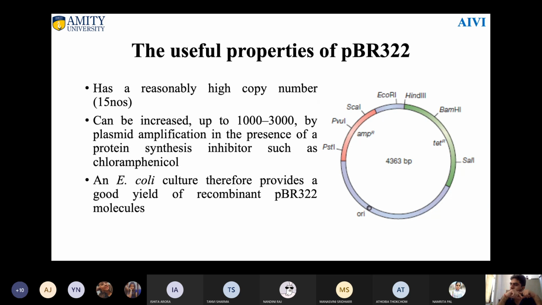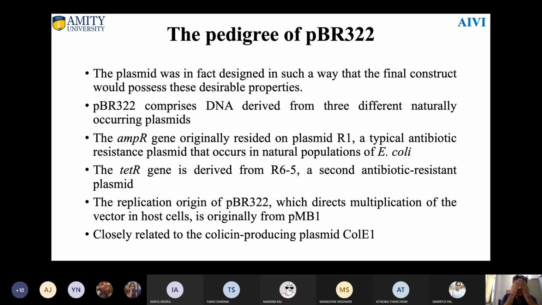So once protein synthesis is inhibited, that is a trigger for replication. So this replication is going to be multiple fold, meaning that in the normal condition the copy number is 15, but if you treat with chloramphenicol, the copy number is going to rise to 1000 to 3000. Okay, so this is going to lead to a good yield of the recombinant pBR322. So this is a good high copy number, and the copy number can go from 1000 to 3000. Now these are the properties of the vector that you are going to have.